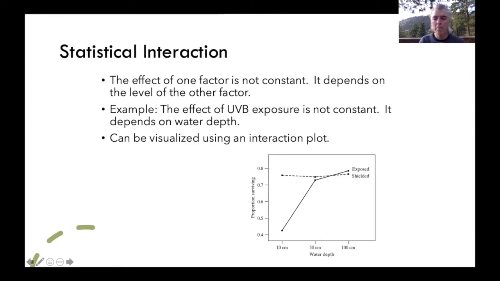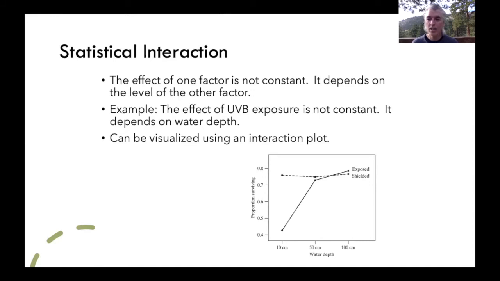So in this plot below, we have a statistical interaction between water depth and whether or not eggs are exposed to UVB on their survival. And so if we're not sure how to explain this interaction, we can simply begin by saying the influence of one factor is not constant. It depends on the level of the other factor. So the effect of UVB on the survival of toad eggs is not constant. It depends on what water depth we're talking about.